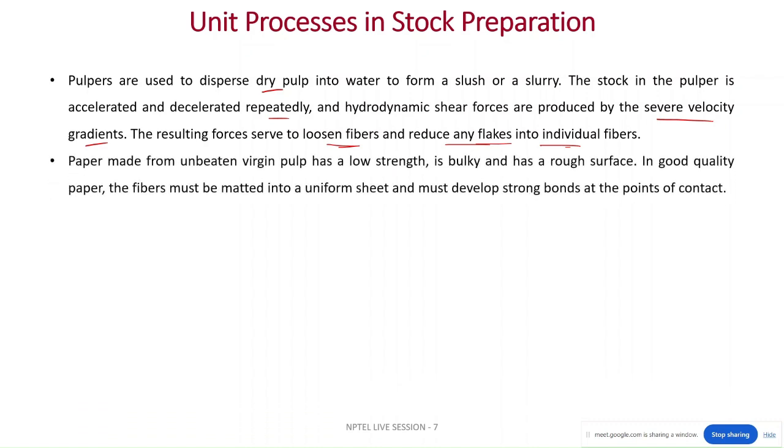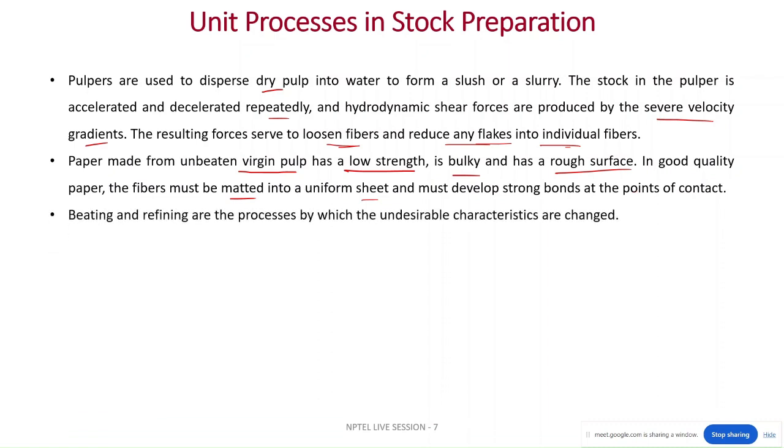Paper made from unbeaten virgin pulp, obviously, will have very low strength. Virgin pulp would produce low strength if it is not beaten properly. This is also bulky and has a very rough surface. In good quality paper, the fibers must be matted into a uniform sheet and must develop strong bonds at the point of contact. So the beating and refining process is very important, by which their undesirable characteristics can be changed.